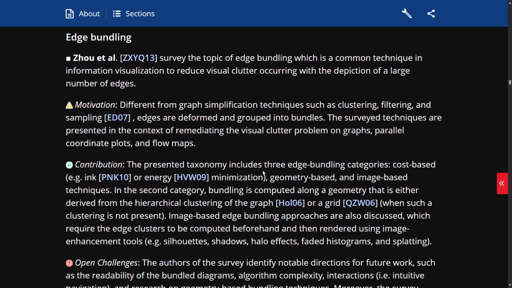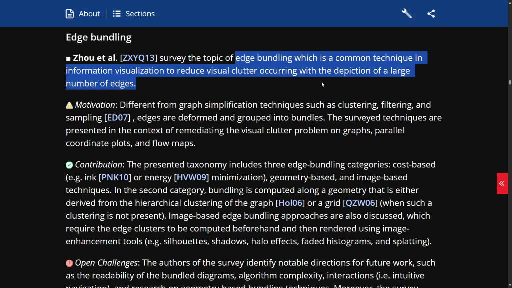Edge bundling. Jones et al., SCSEC Key 13, survey the topic of edge bundling, which is a common technique in information visualization to reduce visual clutter occurring with the depiction of a large number of edges. Motivation. Different from graph simplification techniques such as clustering, filtering, and sampling, ED07, edges are deformed and grouped into bundles. The surveyed techniques are presented in the context of remediating the visual clutter problem on graphs, parallel coordinate plots, and flow maps.